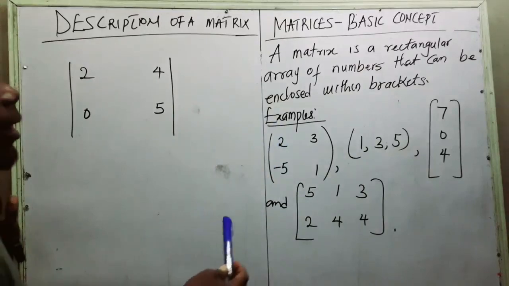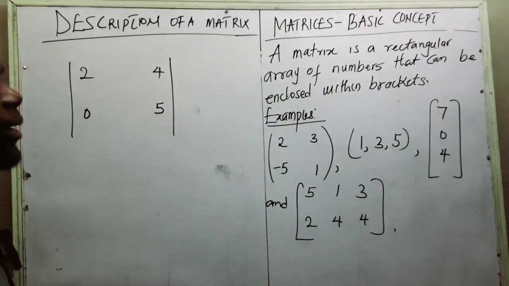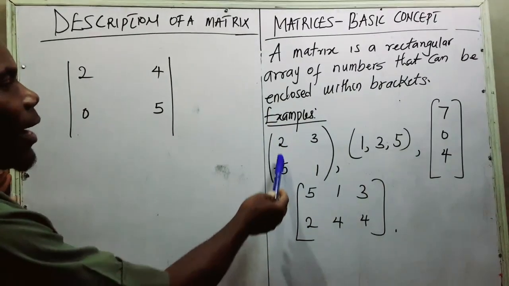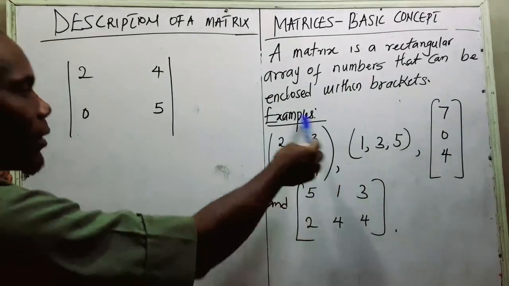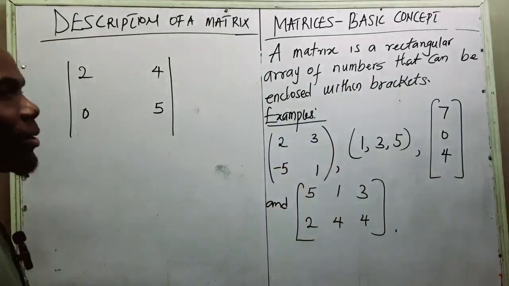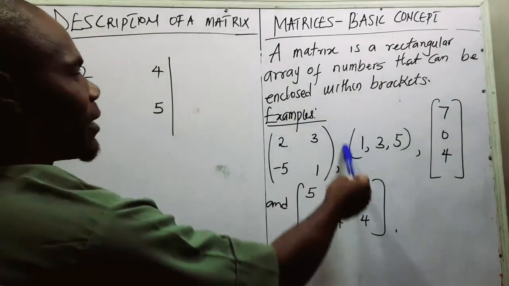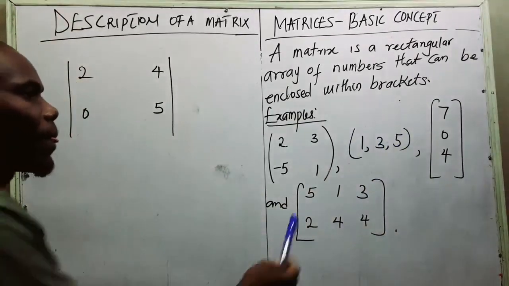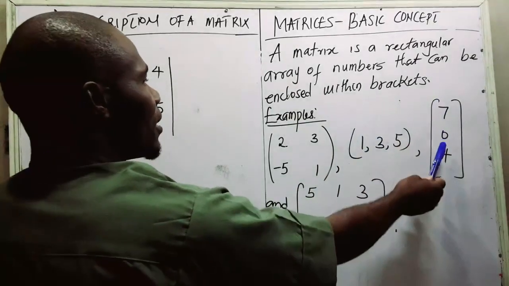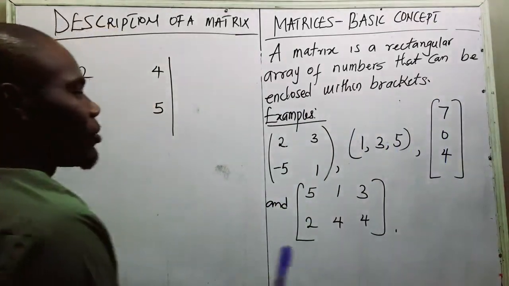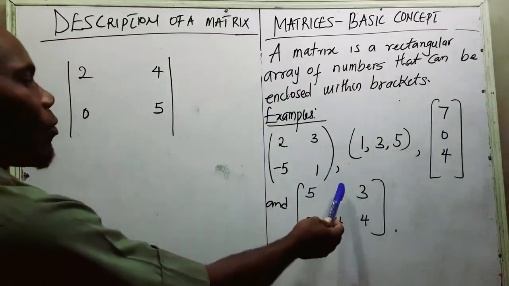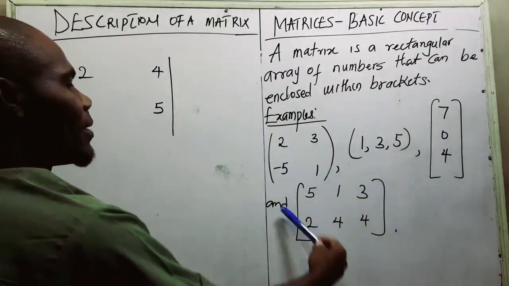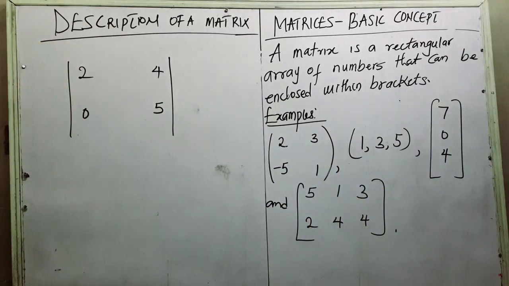If numbers are enclosed in a rectangular array like 2 3 minus 5 1, in this form we call it a matrix. If it is in this form, 1 3 5, it is also a matrix. Also, 7 0 4 is a matrix form, and 5 2 1 4 3 4, since it is enclosed with an array bracket, we call it a matrix.